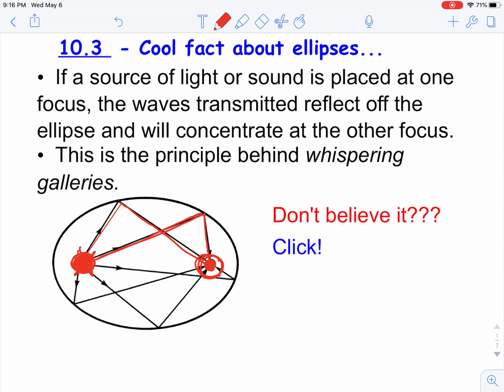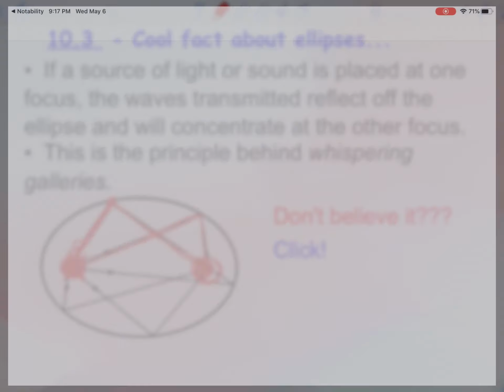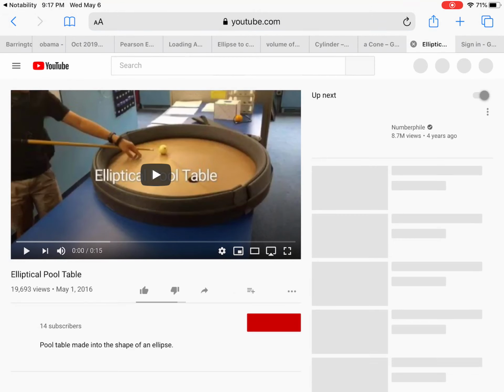Here's another little way to be able to see how these focal points work. Remember, if you have an object at the one focal point right here, and you bounce it off of the wall of the ellipse, no matter where it hits the wall of the ellipse, it will automatically bounce to that second focal point. So if you watch this little video, it kind of shows you another application of that.